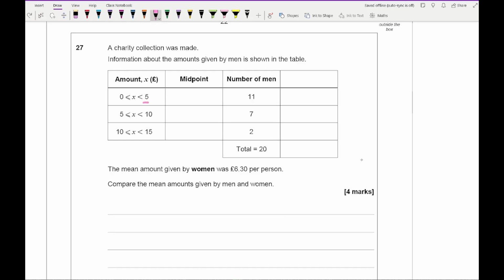So to find the midpoint, I just add the upper bound and the lower bound together and divide by 2. So that's going to be 2.5. 10 plus 5 is 15, divided by 2 is 7.5. And 15 plus 10 is 25, divided by 2 is 12.5.